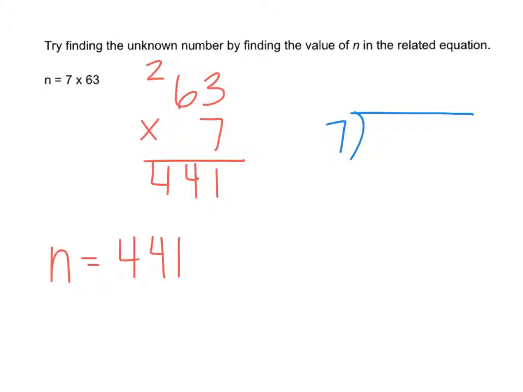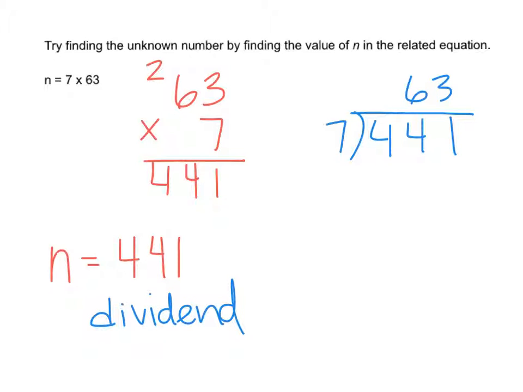If I were setting this up as a division problem, it would look something like this. 7 would be my divisor, 63 would be my quotient, and 441 would be my dividend. So just keep in mind that this is my dividend in a division setup.